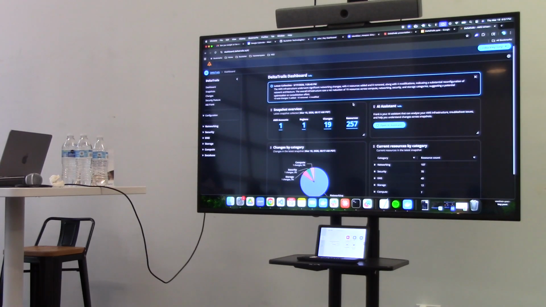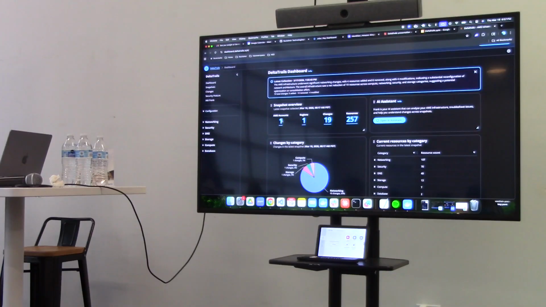And so right here, I can get a quick snapshot: I'm managing one AWS account, I'm in one region, there were 19 changes, and I'm managing 257 resources in my account. The whole system is built on EKS, so it's all in AWS, running an EKS cluster. And I'm, I guess, eating my own dog food. I'm pointing this system at the system that it's deployed on.